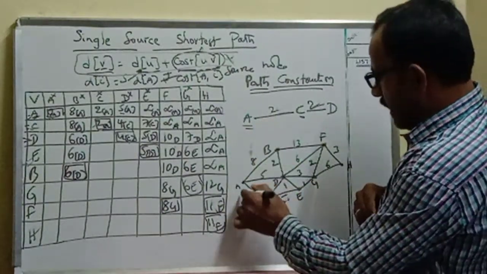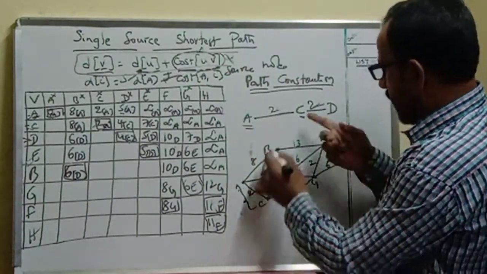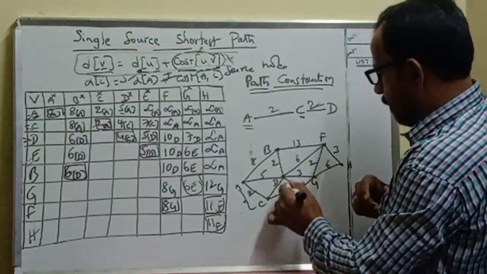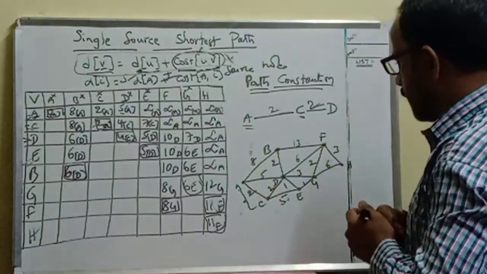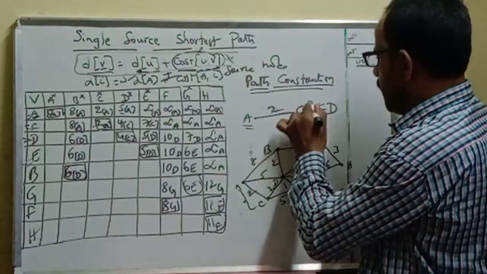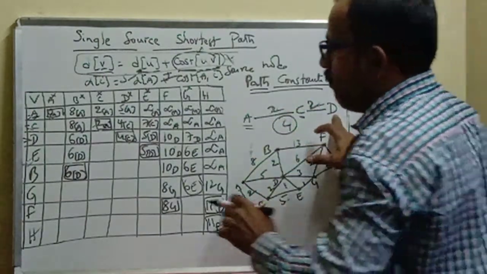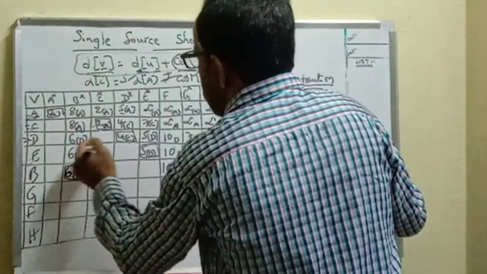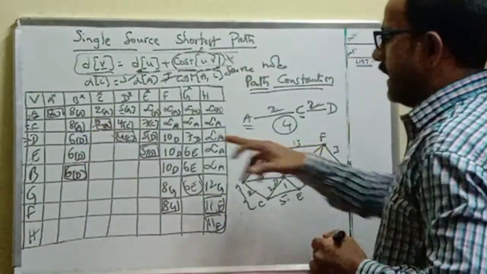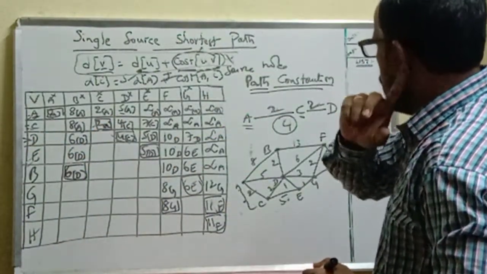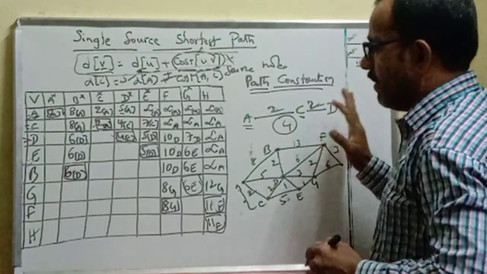Then immediately add these two edge costs. One is A to C, another one is C to D. C to D edge cost is 2 units. Okay, so this is 2 and this is 2. So finally the shortest distance between A and D is 4 units. Whether that number is represented or not, we can see. Yes, in the D row, the number represented is 4. Okay, so this is one path.